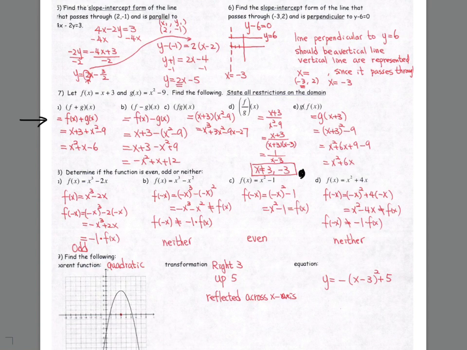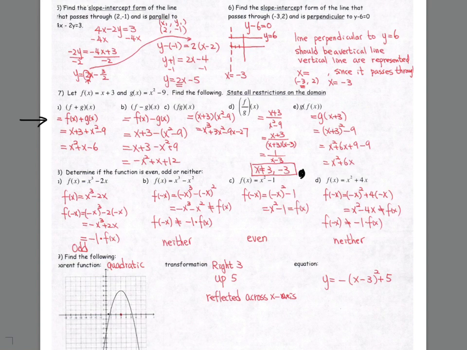Number 9. So it looks like a quadratic equation. It looks like a parabola. It's going to be a quadratic equation. What kind of transformation? The easiest way to identify this would be looking for the vertex. The vertex went from 0, 0 to right 3, up 5, and then it's being reflected. Do you see that the quadratic equation is being reflected down? You have a upside-down parabola.